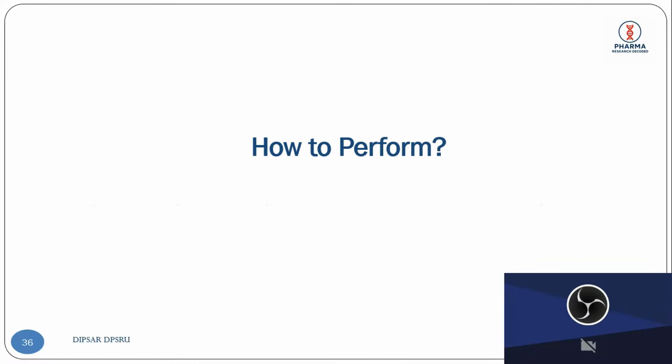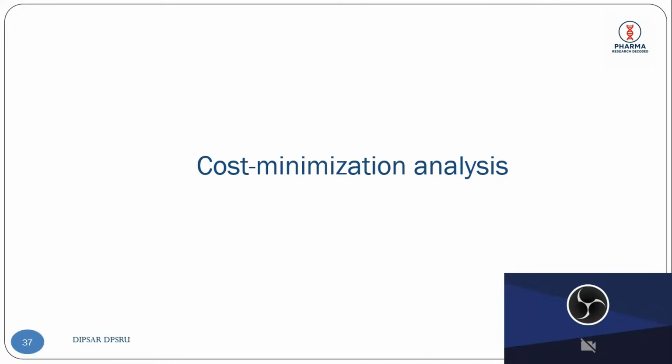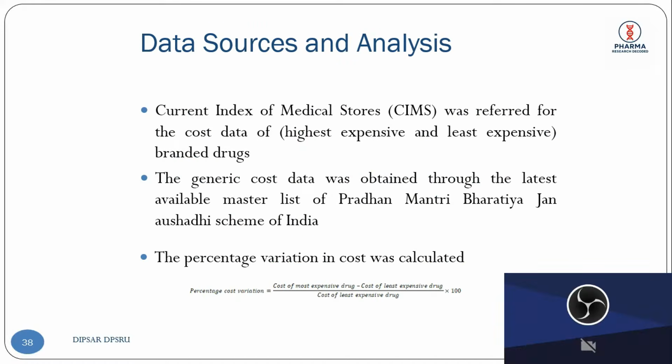So how to perform it? If any one of you would like to do cost minimization studies, किसी को पब्लिकेशन के लिए करनी है, जो भी करना है, so how to perform it? You can get the data, किस चीज़ का चाहिए? कॉस्ट का. And cost data you can get from CIMS, that is Current Index of Medical Stores, for cost of the generic branded medicines, and cost of the generic medicines you can get from the Pradhan Mantri Bharatiya Jan Aushadhi scheme. So there is a Pradhan Mantri Jan Aushadhi scheme of India. In the websites you can get the cost of the generic.